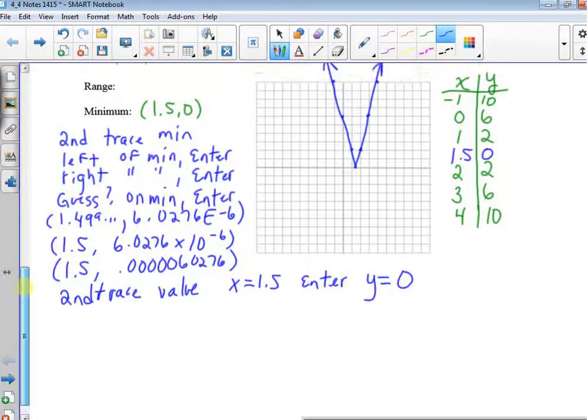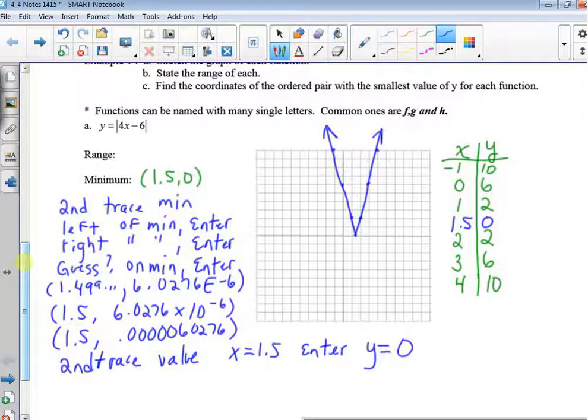Okay, so back to our questions now. It says state the range of each, so that's really part B. And the range is what are your possible y's? Well, if you look in your table of values, your smallest y coordinate is the minimum y coordinate. So your range, all your y coordinates, are greater than or equal to 0. Your domain is all reals. Your x's are all reals. There's no limit to the x value you can plug in. So it's all reals. There's no radicals to worry about. There's no fractions to worry about.